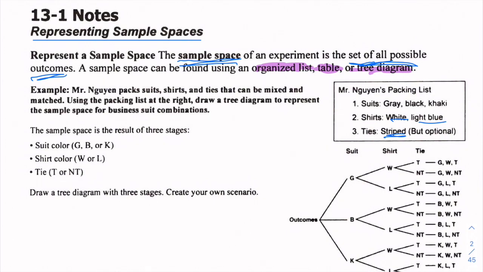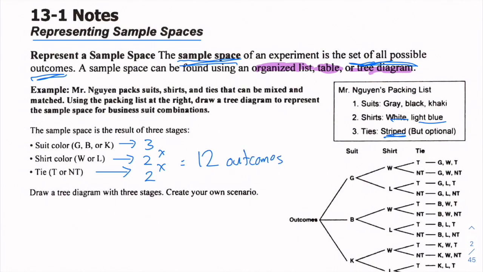So a little bit of quick math, right? How many options do I have for my suit color? Boom, 3. How many options do I have for my shirt color? 2. For my tie, my 2 options are tie or no tie. So that's 2 options. Now, to see the total different outcomes, you would just multiply them all. 3 times 2 is 6, times 2, that would be 12. So you have 12 possible outcomes.